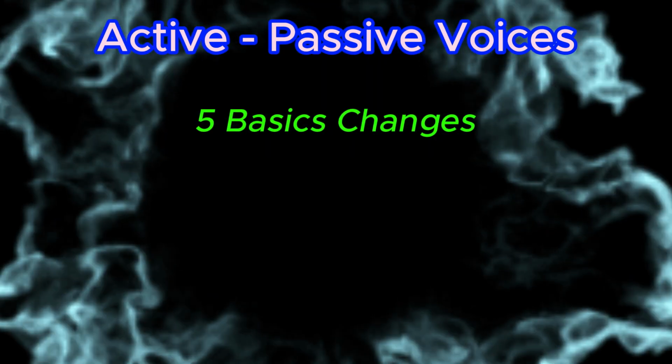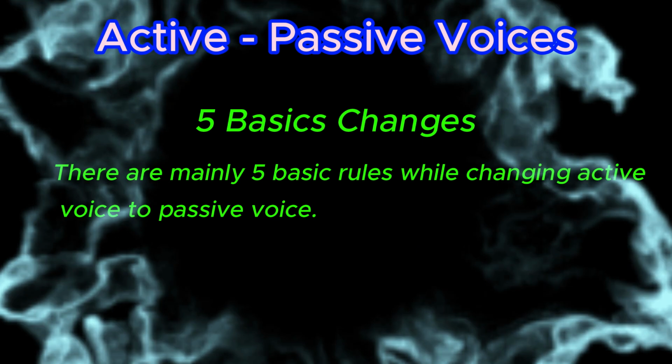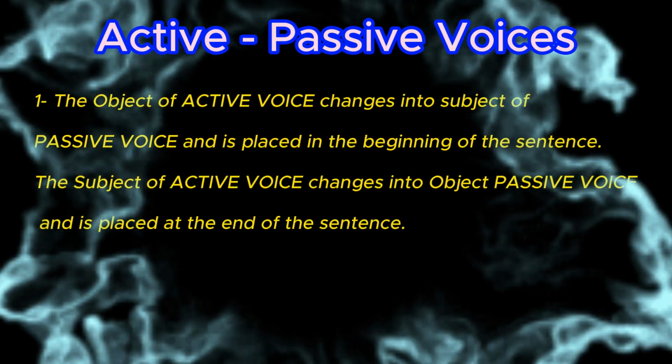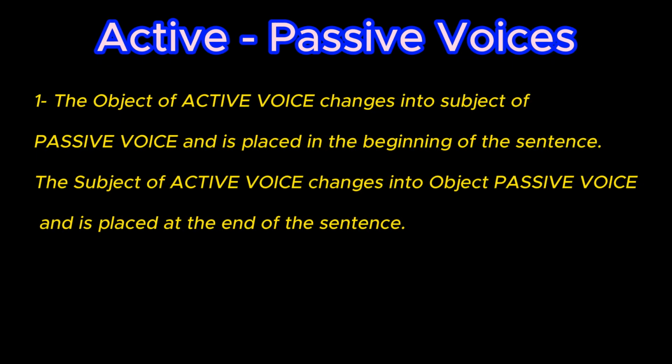Five basic changes. There are mainly five basic rules while changing active voice to passive voice. One, the object of active voice changes into the subject of passive voice and is placed in the beginning of the sentence. The subject of active voice changes into the object of passive voice and is placed at the end of the sentence.